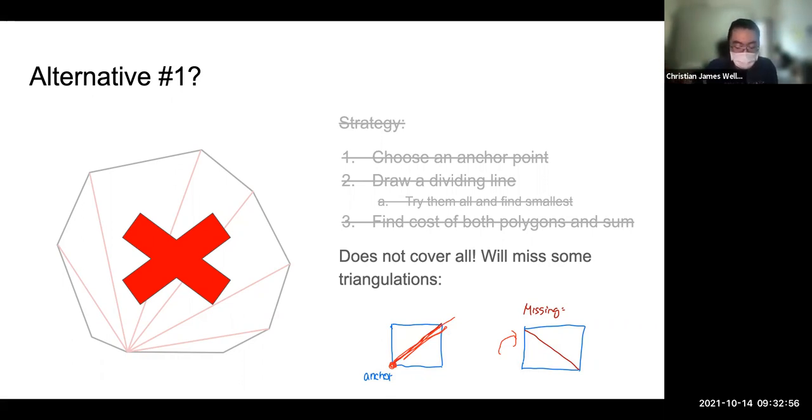It could be that this is the best triangulation for some reason, but it doesn't cover it. So our solution will not even look at this particular case. So I don't think this possible alternative works. This is just me telling you that there are different ways you can try to think of sub problems, but there are things that do not work as well. So you have to think carefully whether it works or not.